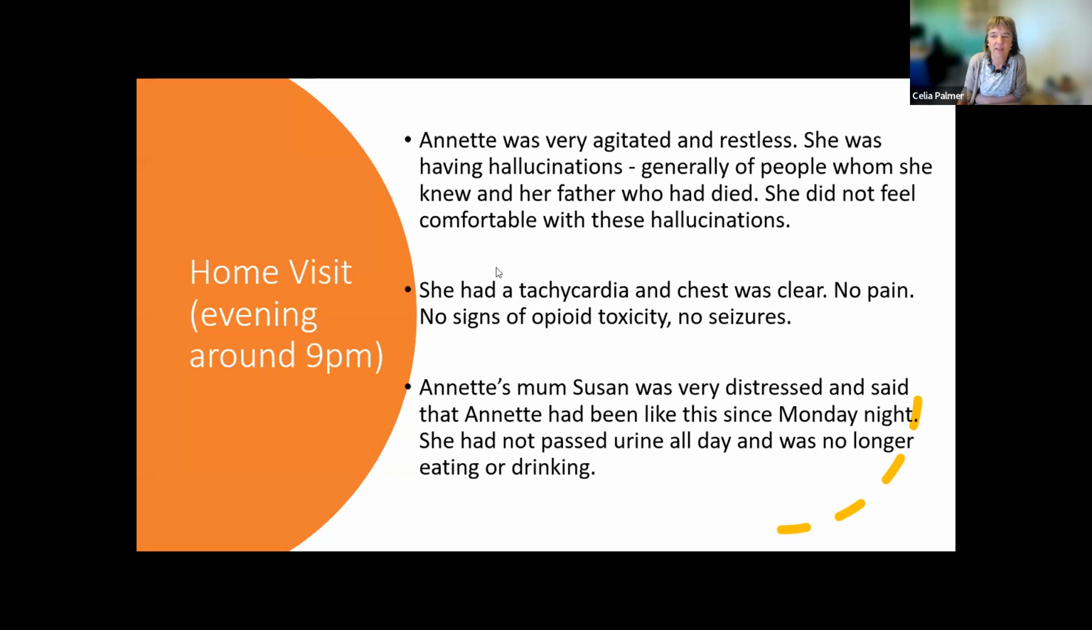There wasn't really any sign that she had opioid toxicity. In fact, there'd been no increase in her opioids recently. They'd been pretty stable. Her pain had been pretty well controlled, and she didn't have any sign of seizure activity. Mum was really distressed, and her daughter had been like that for a while. She hadn't actually called us this time, which was unusual for her. But she'd really been like that for a good 12 to 18 hours.